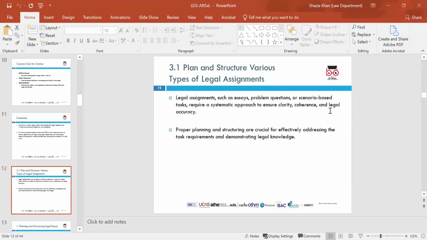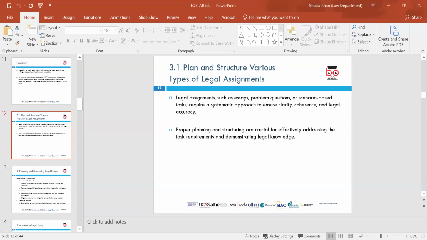3.1, plan and structure various types of legal assignments. It's really important to structure a legal assignment, and how to approach a legal assignment is typically the element of the guide that the student must follow. You must try to plan everything dependent on what the essay is. You have to have an introduction and a background, but you need to identify whether it's an essay-style question or a scenario-based question to answer, in planning and structuring legal essays.